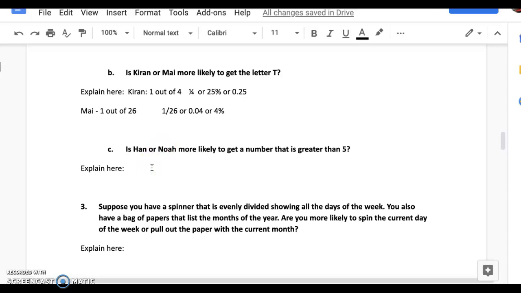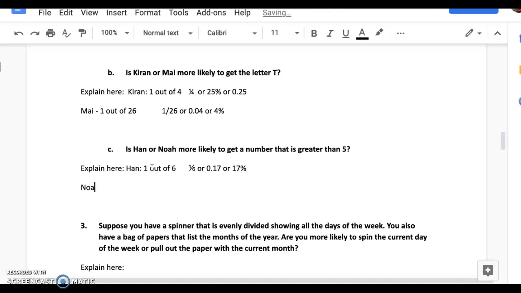And so for Han, he had the dice, and only one of those numbers would be above 5. 1 out of 6. So the dice had 6 possible choices. So that's 1 chance out of 6 to get a number higher than 5. The fraction will be 1/6 of that. Okay, well, what's the decimal and what's the percent? Find the decimal first by dividing 1 divided by 6. And I'll round to 0.17, or 17%.